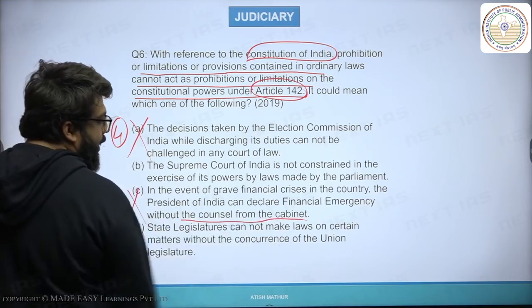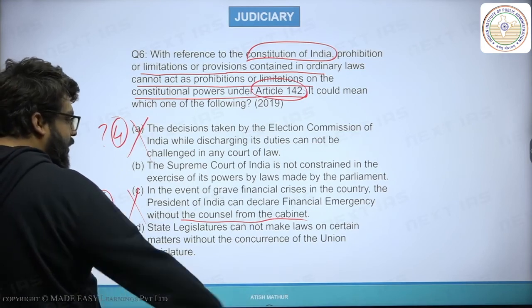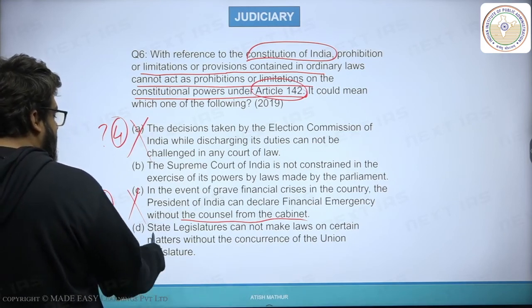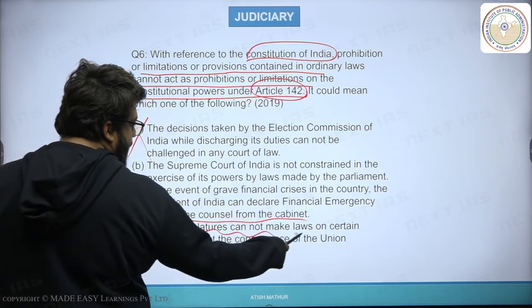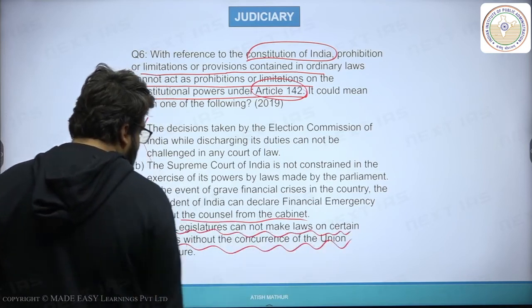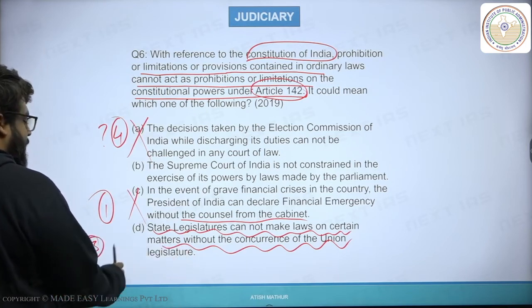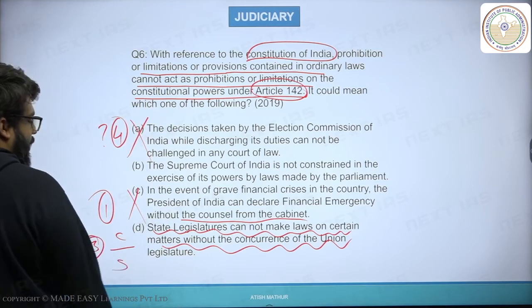State legislatures cannot make laws on certain matters without the concurrence of the union legislature. क्यों भाई? Rule number 3, separation of powers. Center अपना law बनाएगा, state अपना law बनाएगा.